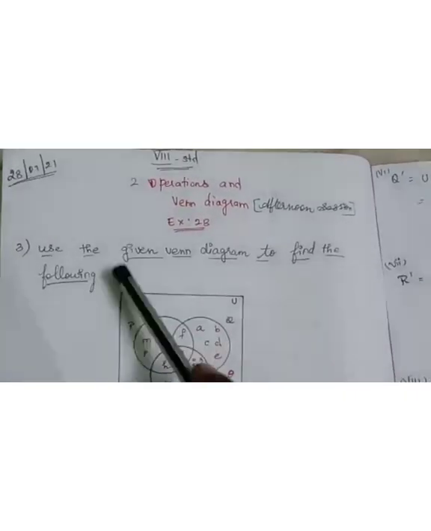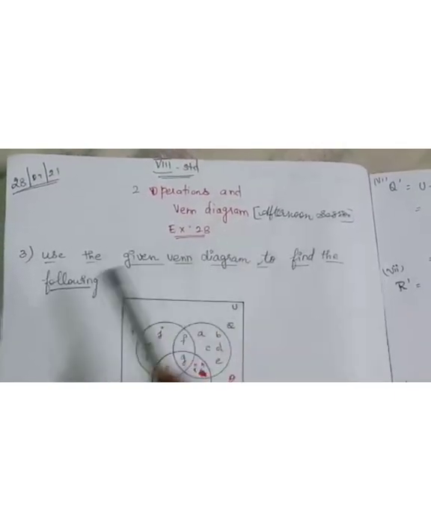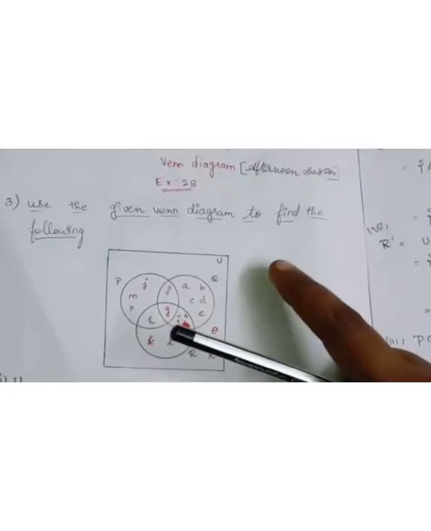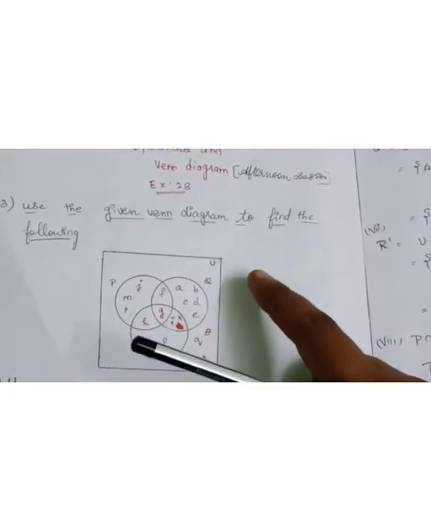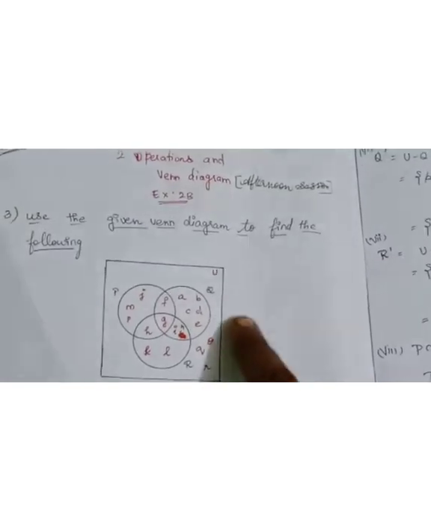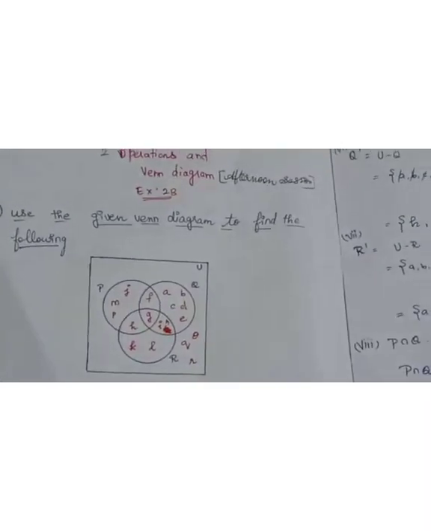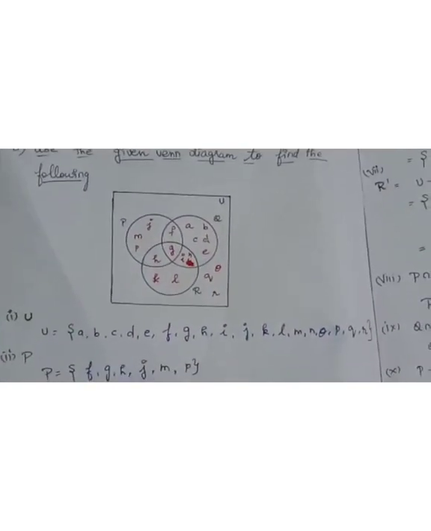Use the given Venn diagram to find the following. So one Venn diagram will be given. First of all, you observe the Venn diagram. You take everything as given, and using this Venn diagram, find the following.